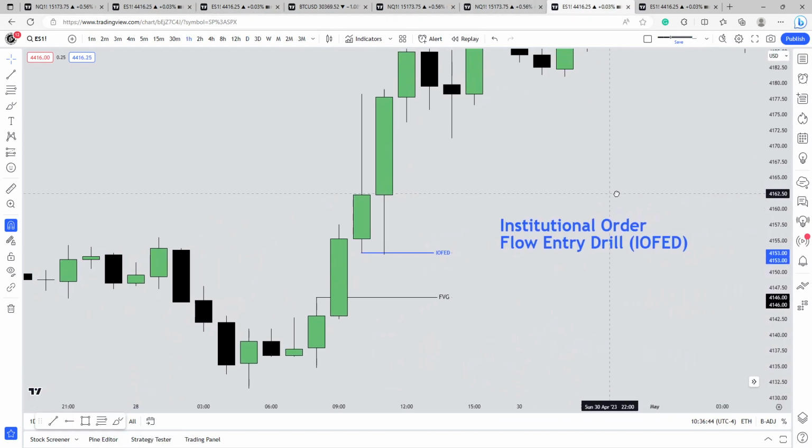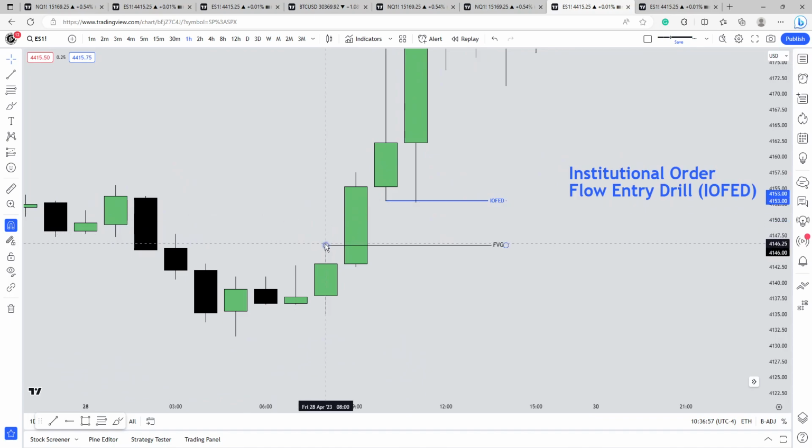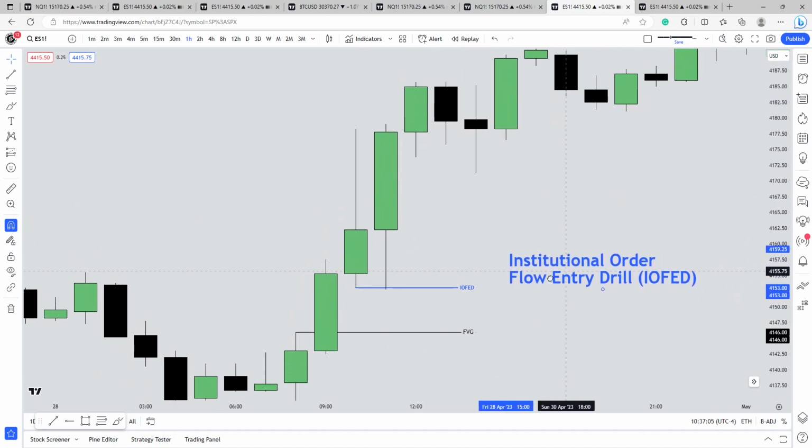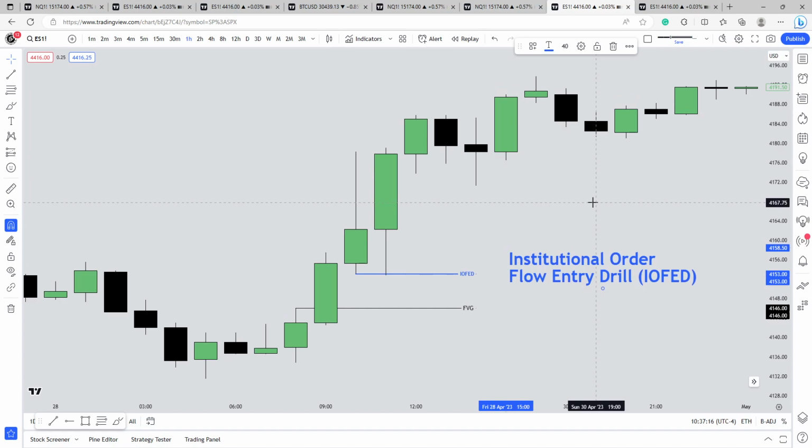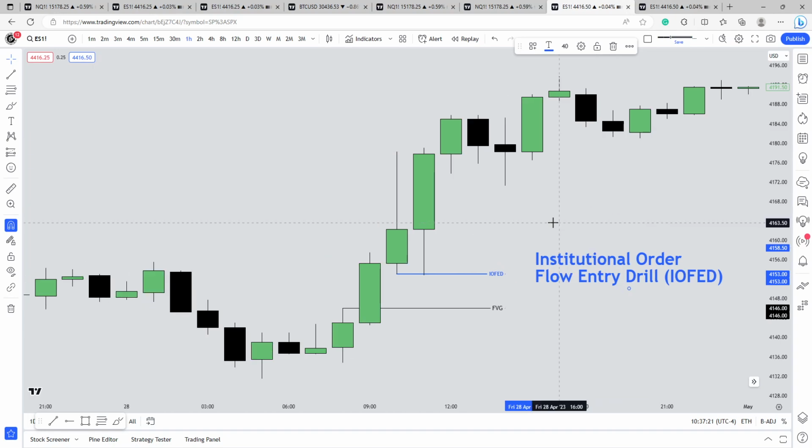So now I'll be diving into the next concept, which is institutional order flow entry drill, or IOFED, of a fair value gap. All that is when we get a partial entry into that BISI fair value gap. So if the fair value gap is from this candle's low to this candle's high, when price barely taps into it, it's just a partial entry and then reverses, that's institutional order flow entry drill. So that's a type of entry if you just want to buy it right as it trades into that fair value gap right there. But again, I'm not showing you any entry patterns in this video, because all I'm trying to do is help you guys understand what a fair value gap is and the logic behind it.